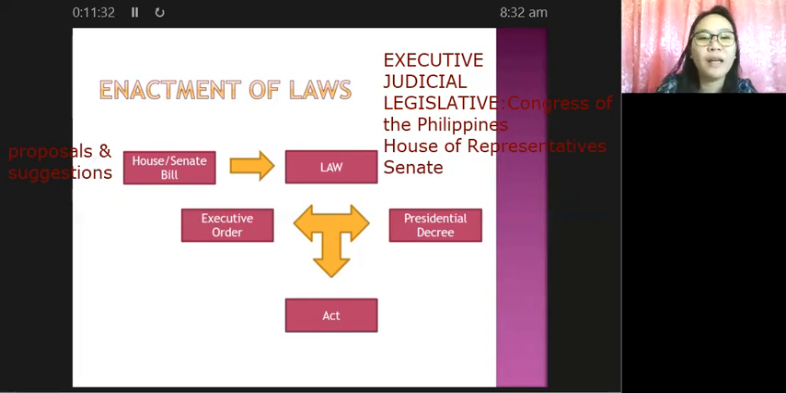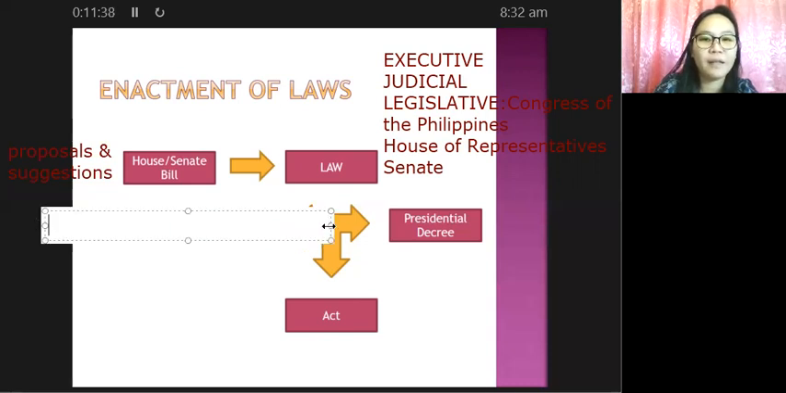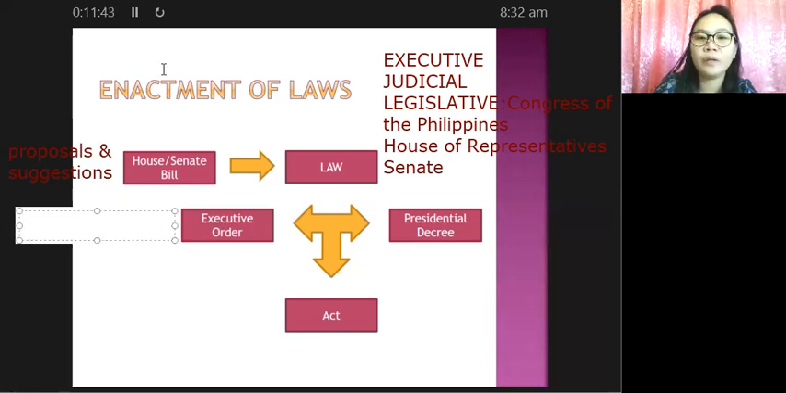Wait lang po. I will just make some annotations. I will just change this color. This red is okay.